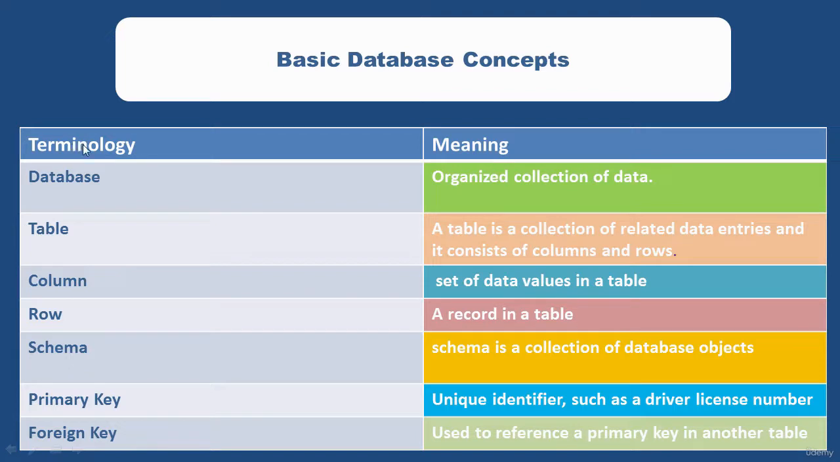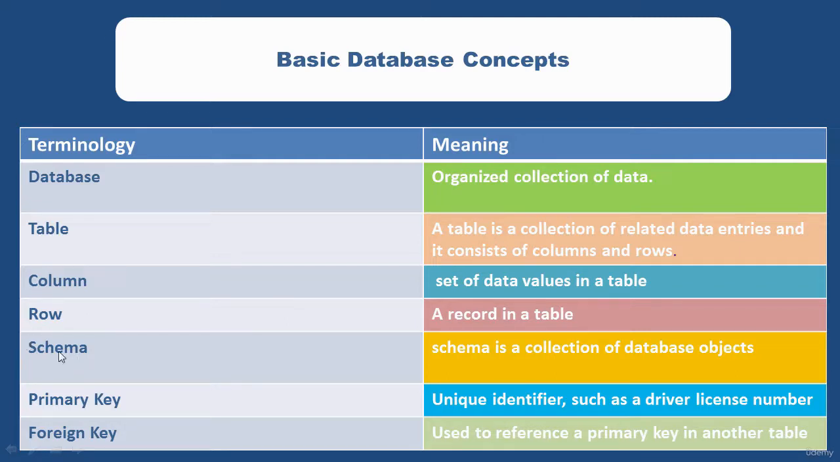So the columns are horizontal. For example, this word terminology can be referred to as a column, and this word meaning can be referred to as a column. The rows, these rows are going vertical. So basically, this is how the table is structured in a database table. You've got the columns going horizontal and the rows going vertically. Each row in a database table is referred to as a record.